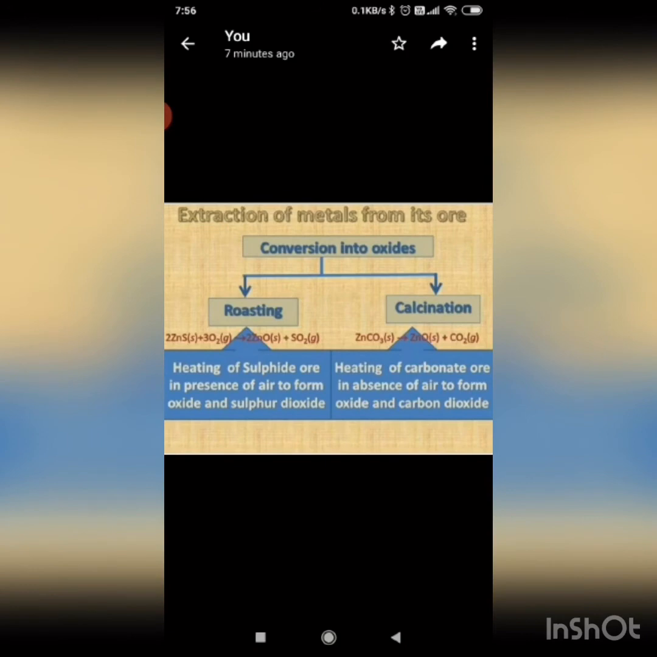So what is roasting and calcination? Heating of sulfide ore in the presence of excess air to convert them into oxides is known as roasting. See the example: zinc sulfide, when heated in the presence of excess air, forms zinc oxide and sulfur dioxide gas is released. What is calcination? Heating of carbonate ores in a limited supply of air to convert them into oxides is known as calcination. Zinc carbonate, when heated, forms zinc oxide and carbon dioxide gas is released.